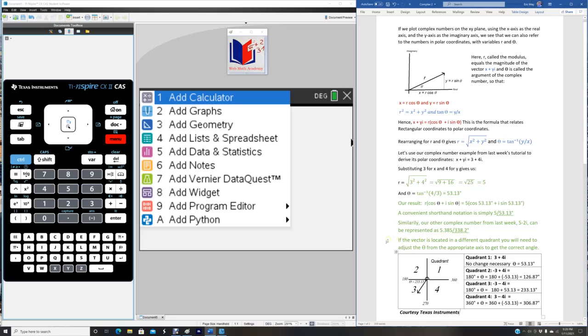If the vector is located in a different quadrant, you might need to adjust the theta from the appropriate axis to get the correct angle. For example, for our 3 plus 4i in quadrant 1, there is no change needed. But if we had negative 3 minus 4i, that would be in quadrant 3, you notice that negative 3 plus 4i gives the same theta, 53.13 degrees. That's the same as we had in quadrant 1. And a calculator doesn't know that you're in quadrant 3, so you have to remember to add 180 degrees to it. You can refer back to this table at any time, knowing which quadrant you're in and whether or not you have to add or subtract to get the appropriate angle.